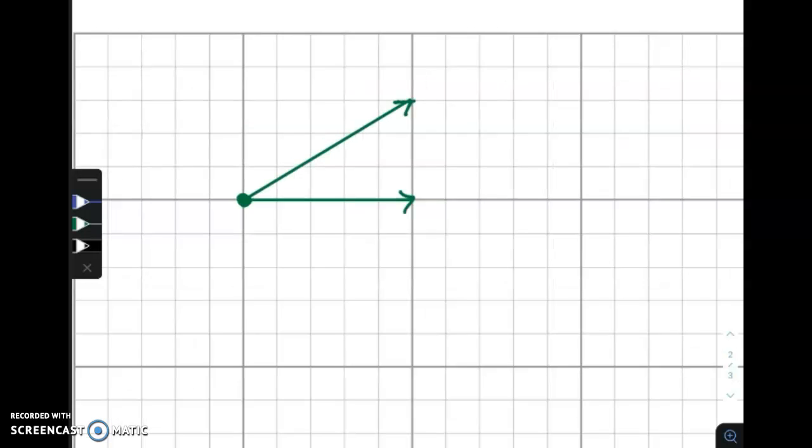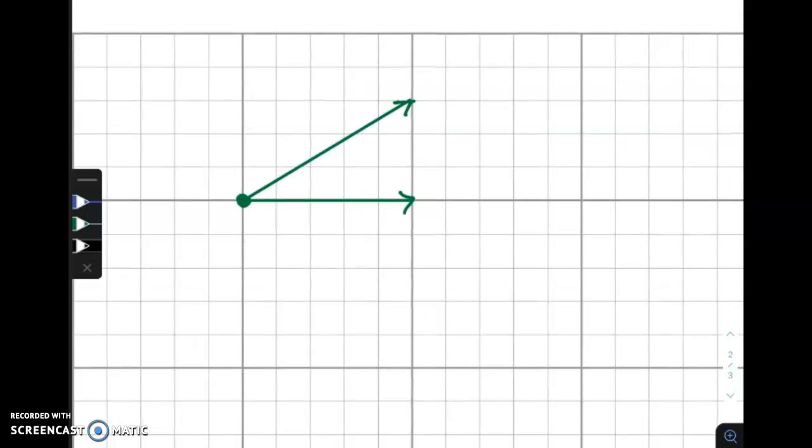We're going to start by talking about the pieces of an angle. First, you've got your vertex, and that is the point where the angle is rotating from. Then you've got your initial side. This is the ray where the angle starts.